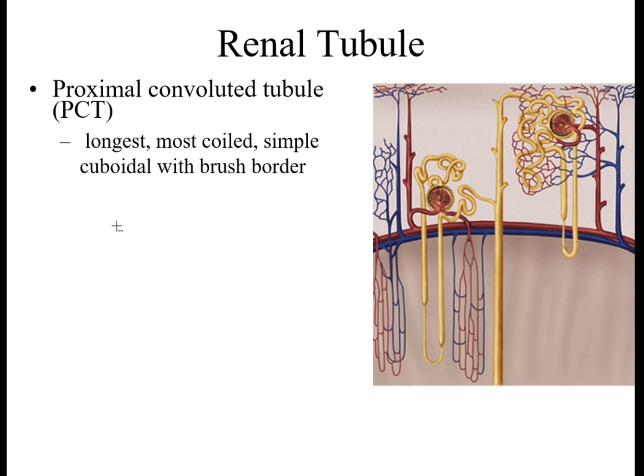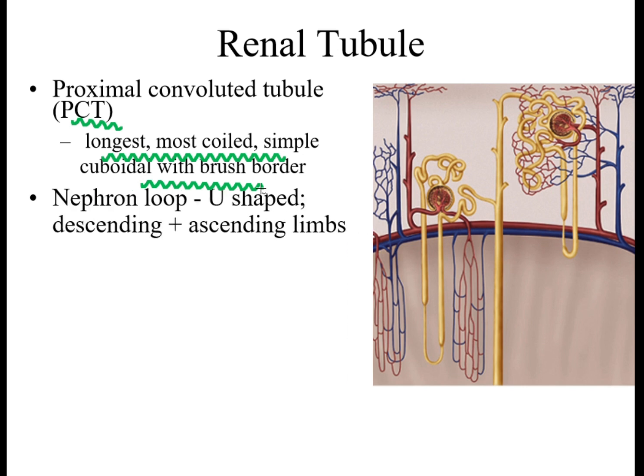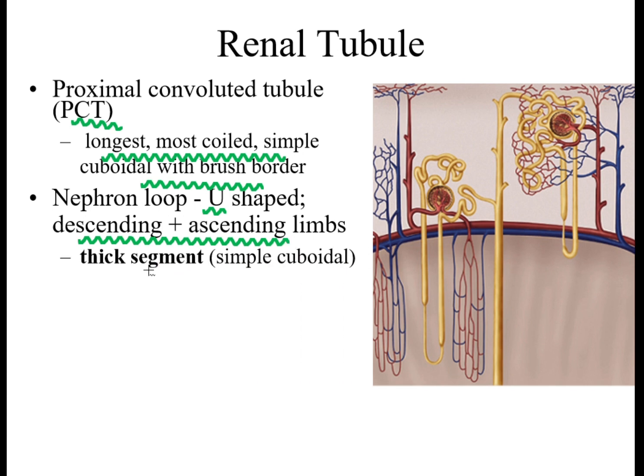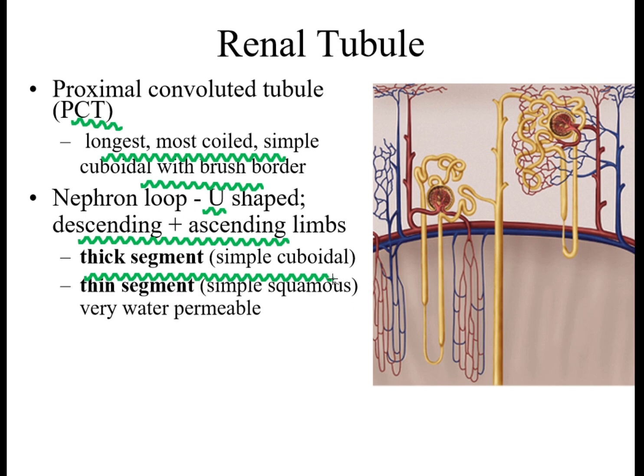It is the longest. If I talk about the PCT, it is the longest and most coiled, and simple cuboidal with a brush-bordered epithelium. Next we can talk about the nephron loop. The nephron loop is U-shaped, with a descending and an ascending limb. The thick segment is simple cuboidal, and the thin segment is simple squamous, very water permeable.